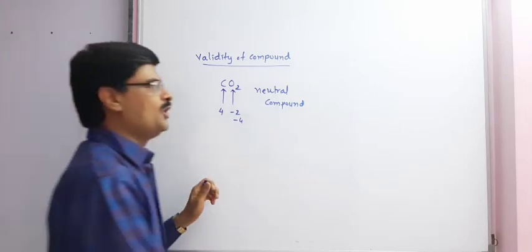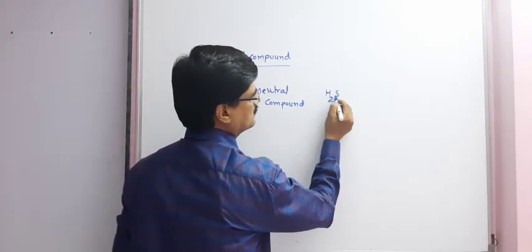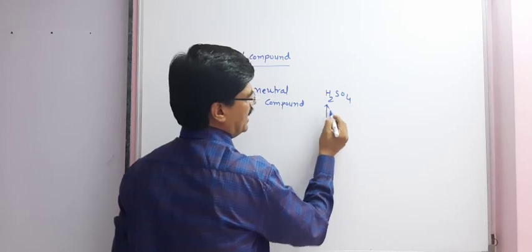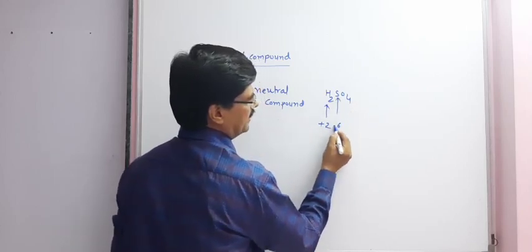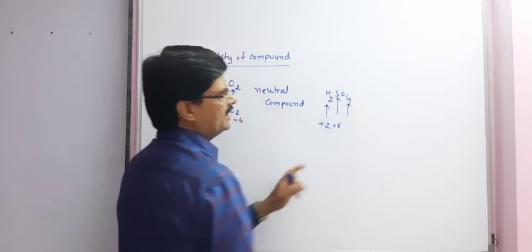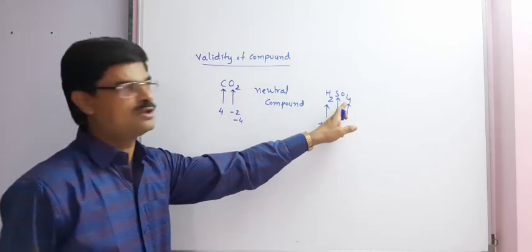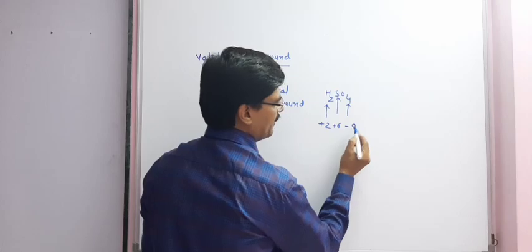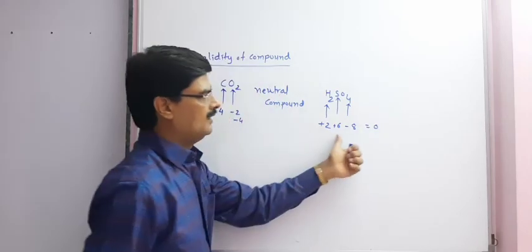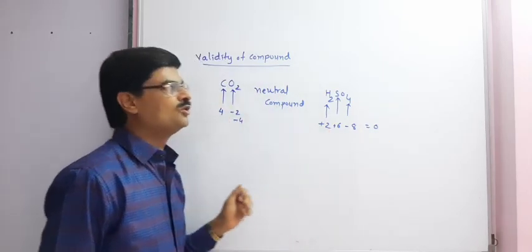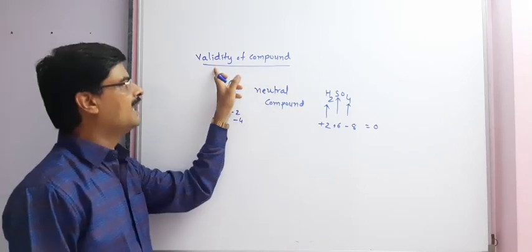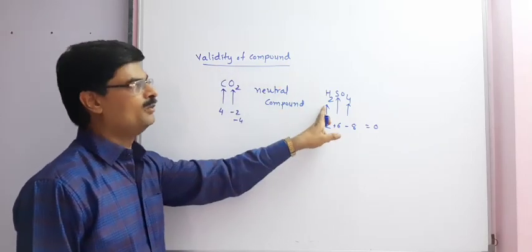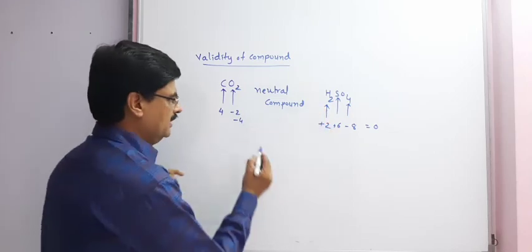Same way H2SO4. Of each hydrogen plus 1, so plus 2. For sulfur the oxidation state is plus 6. And for each oxygen it is minus 2, 4s are 8. So we will get minus 8. So ultimately sum will be 0. So H2SO4 is a correct formula, or we can say we can validate the formula of given compound.